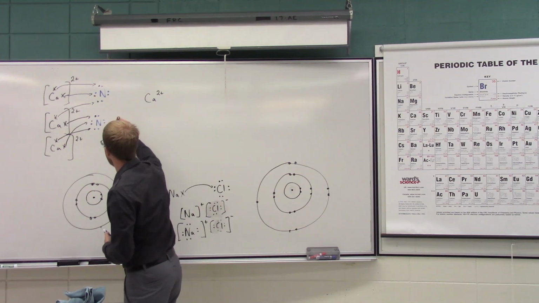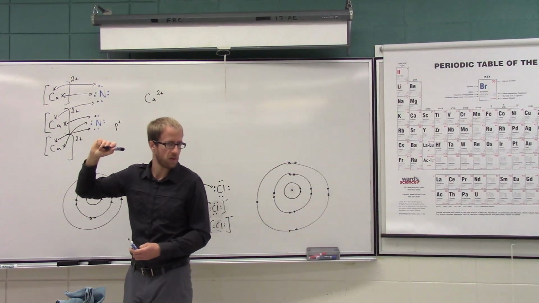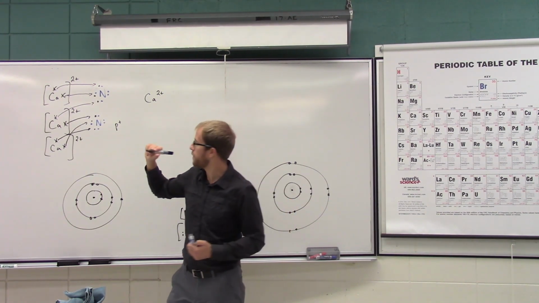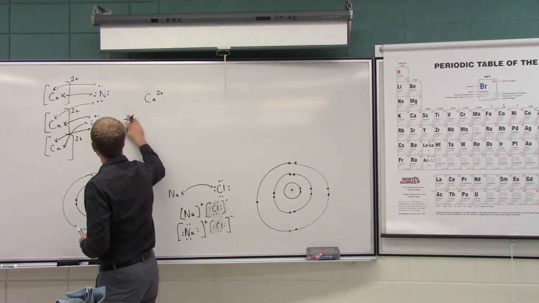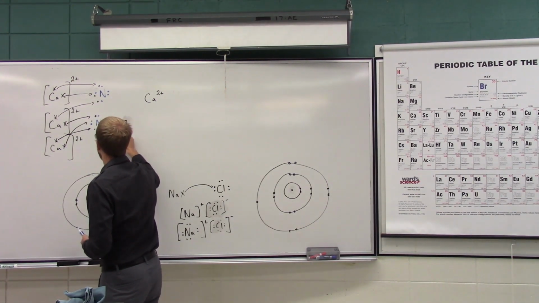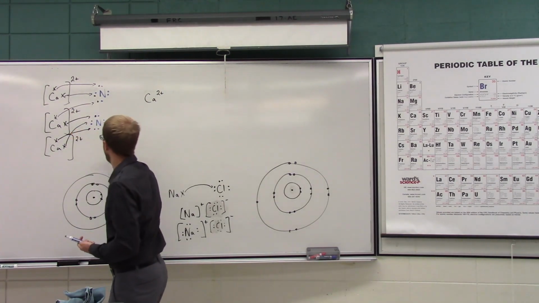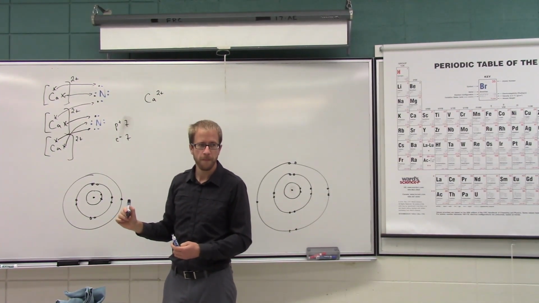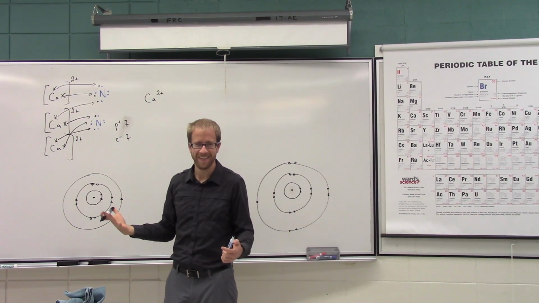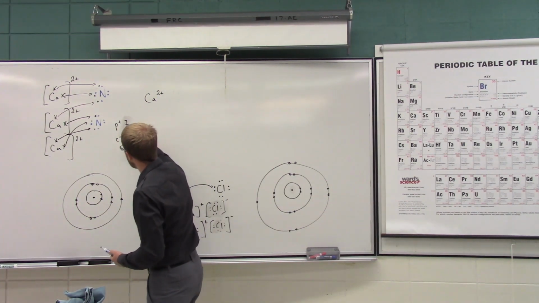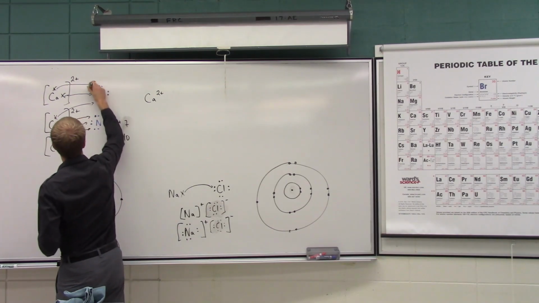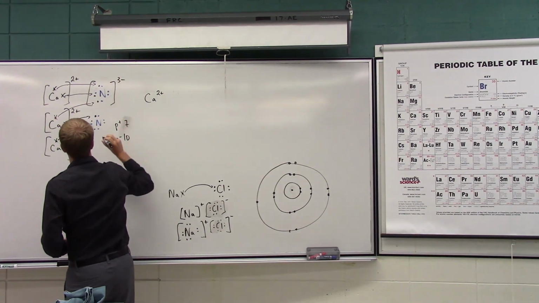How many protons are there in nitrogen? Always, how many protons are there? 7. How many electrons in a neutral atom? 7, it's always the same. Now we've gained 3, so how many electrons do we have now? 10, right? So there are 3 more negatives than positives, so each of my nitrogens has a charge of 3 negative.